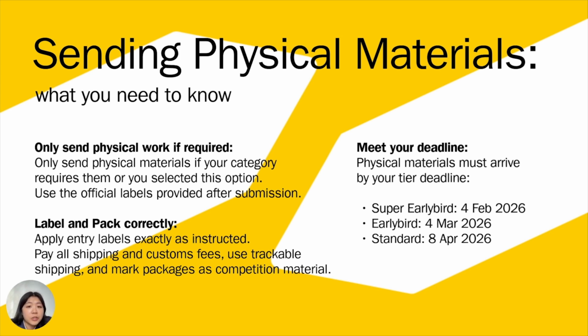So our deadlines are strict and will depend on the tier you've entered. Super early bird entries must arrive by the 4th of February, early bird entries by the 4th of March, and standard entries by the 8th of April. Remember, these are arrival dates, not shipping dates, so please factor that in when you are planning.